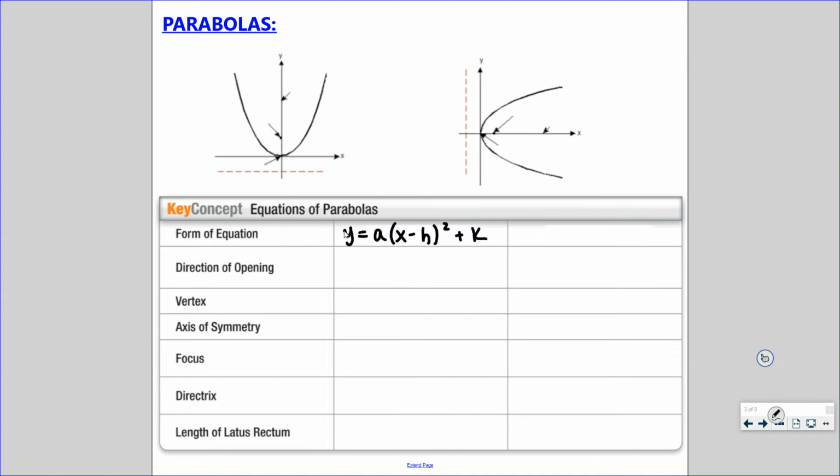Shift up or down. Good. And that changes my vertex. Right? If I'm looking at the equation in this form, remember how (h, k) is your vertex. Yeah, because that shifts it. This (a) is just going to stretch or shrink and reflect it. Okay, so this we already know.